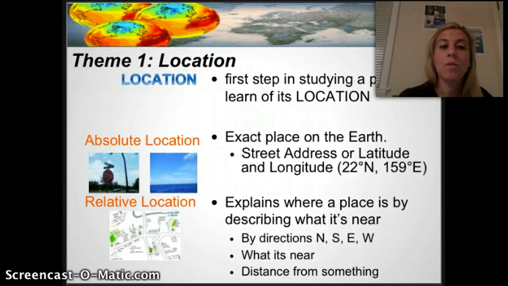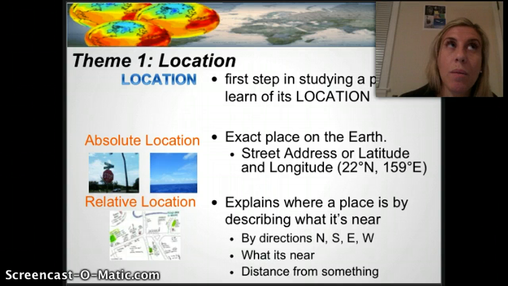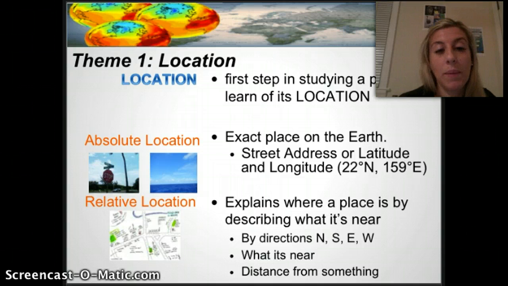Okay. Now, relative location is not an exact spot, but actually describes a place based on what it's near. For example, I live northeast of Bala Cynwyd. Or, something closer, my next door neighbor is to the west of me. Can also describe what it's near.